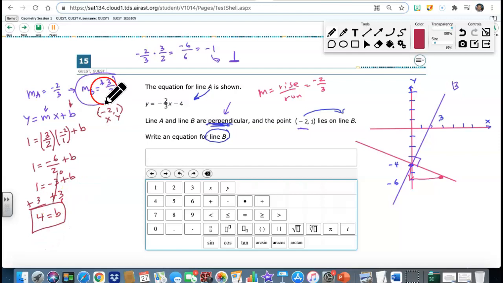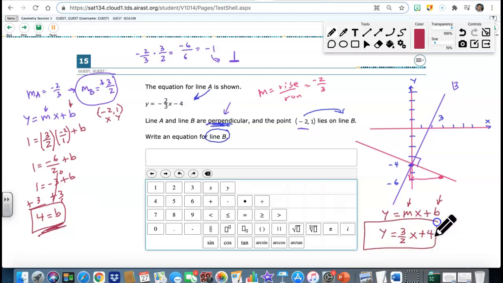I have my slope. Let's write the equation. So my equation is y equals mx plus b. I need to replace this slope and I need to replace the y-intercept. Y equals m. My slope for my line b is 3/2 plus b, which is my y-intercept. I just found it.